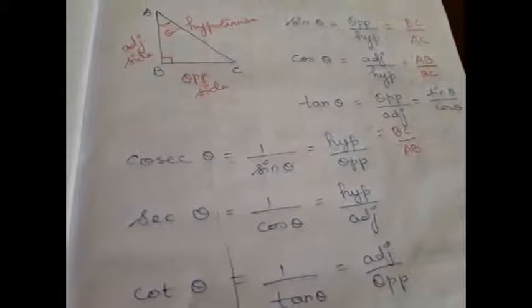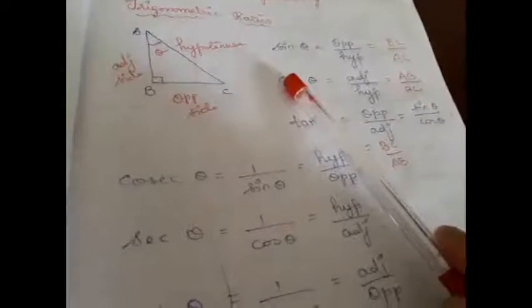Cosecant theta, secant theta and cot theta. What is cosecant theta? Cosecant theta is the reciprocal of sin theta. So C and S, remember, C does not go for C. It's reciprocal, so C will go for sin. Sin theta is opposite by hypotenuse, so cosecant theta will become hypotenuse divided by opposite.